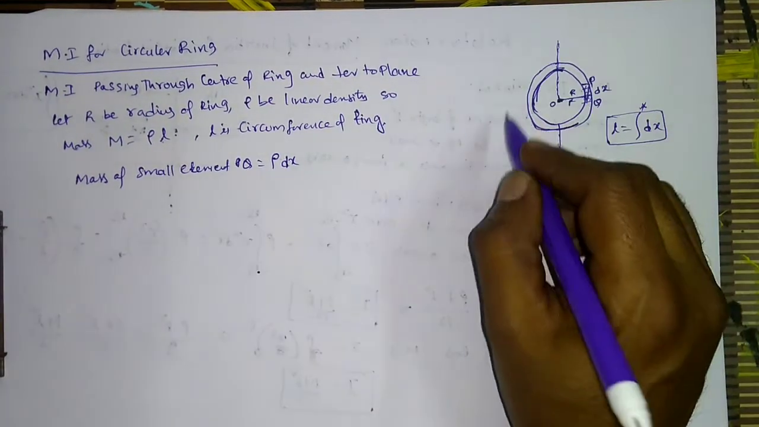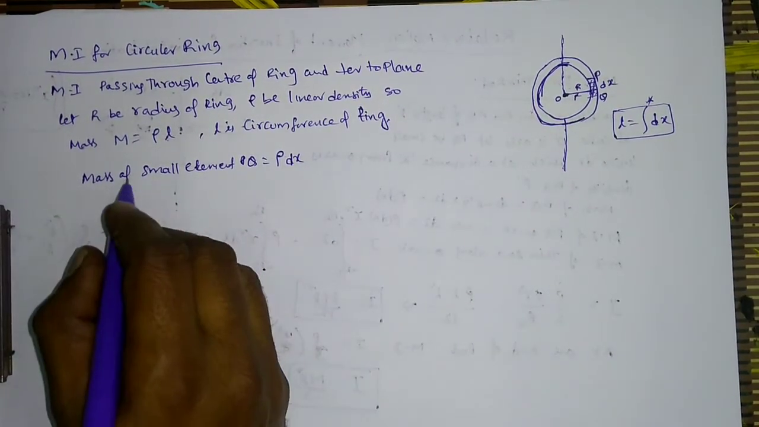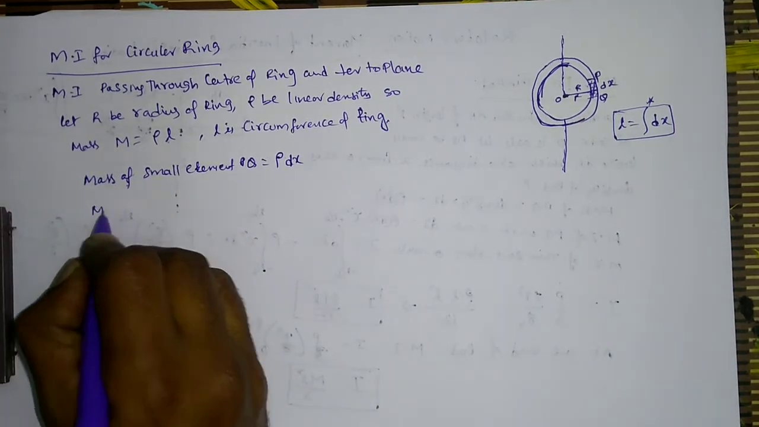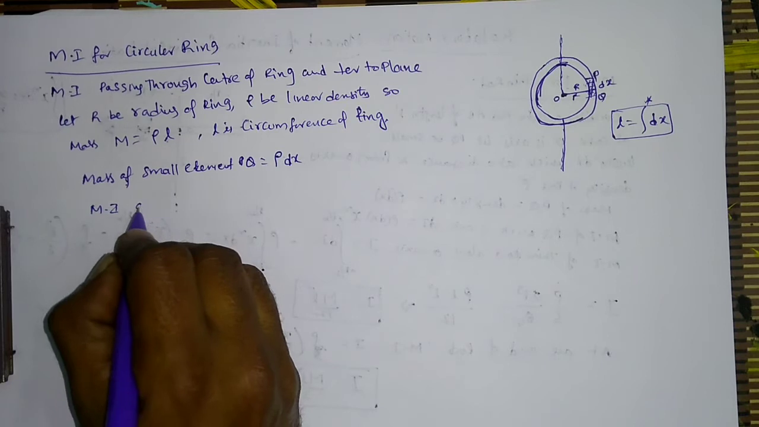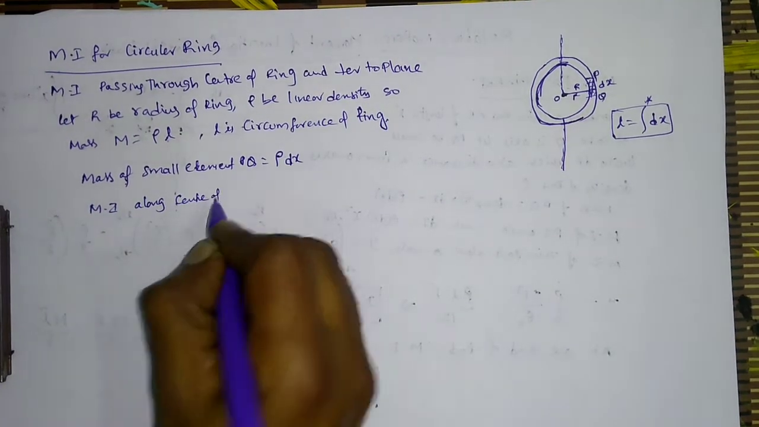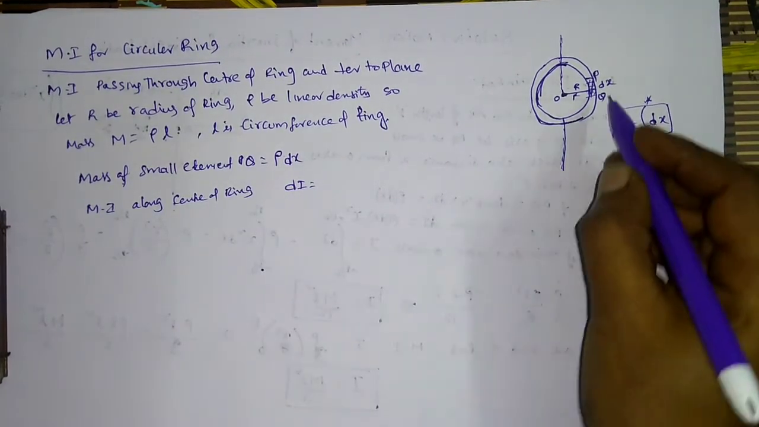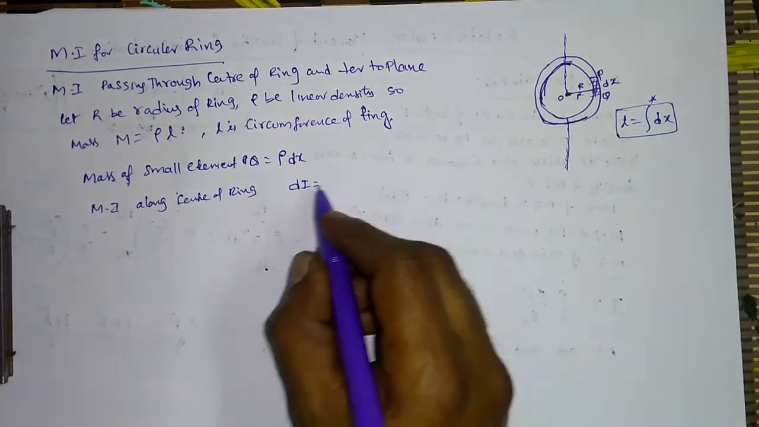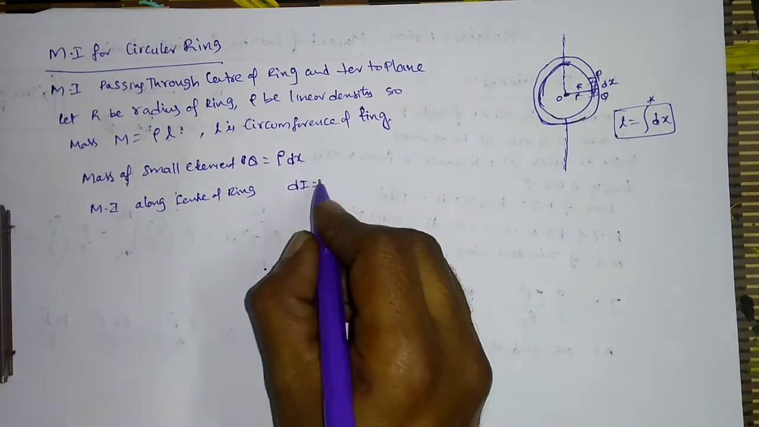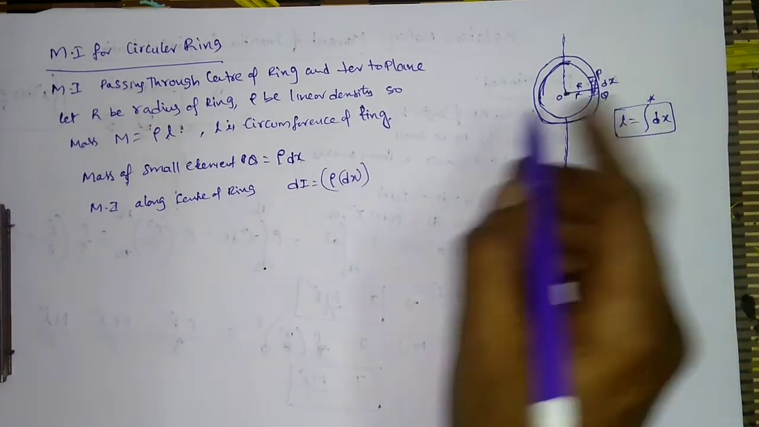Okay, this is for the small length. If you want to determine the moment of inertia for the total length along the ring, the moment of inertia about the center of the ring, dI for the small element, as we know, is equal to m into r square. The mass, as you know, is rho into dx, and this mass value multiplied by the distance gives r square.